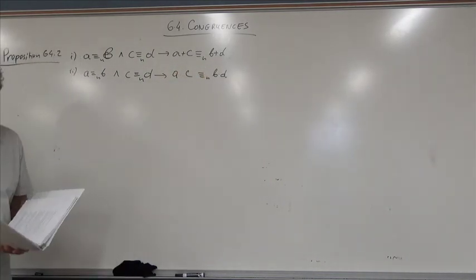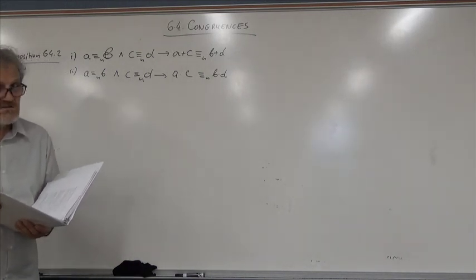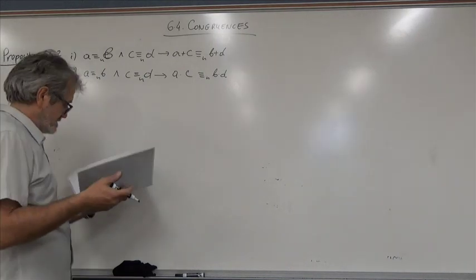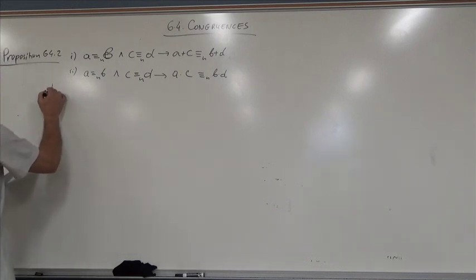Why is this crucial? Because it says that actually this congruence behaves like an equal sign. We can just solve the equations and do many things that we are used to doing. So the proof is fairly easy.